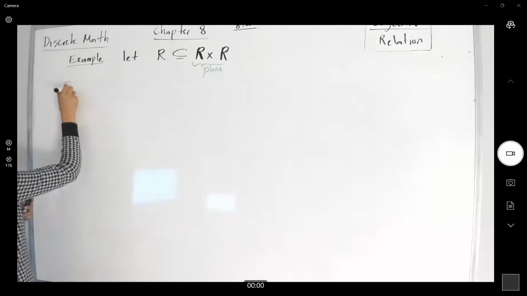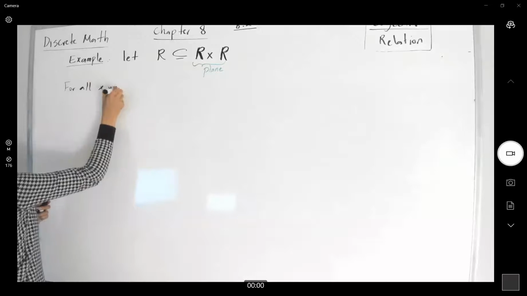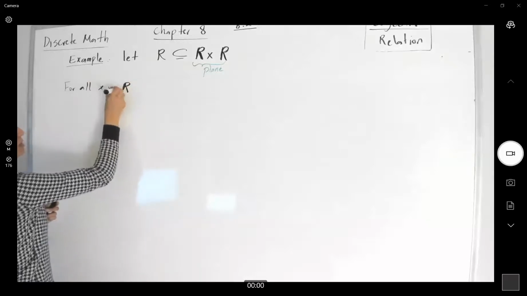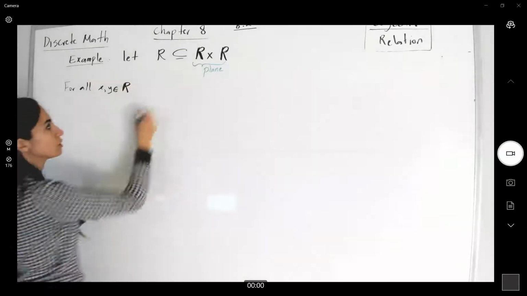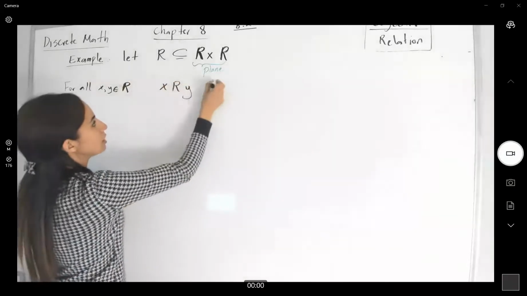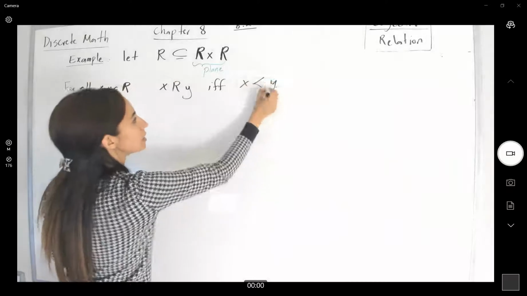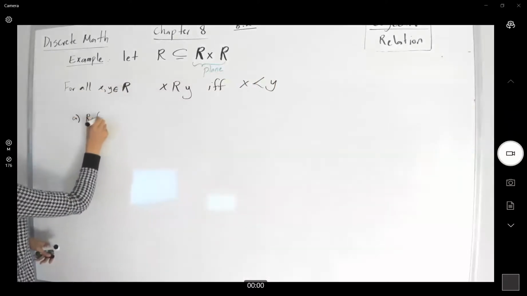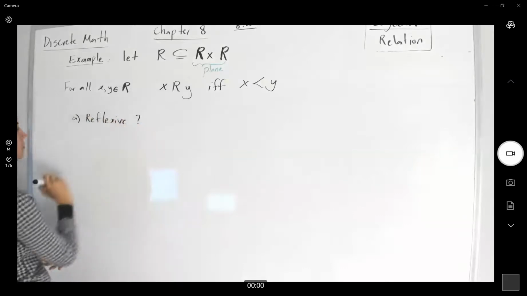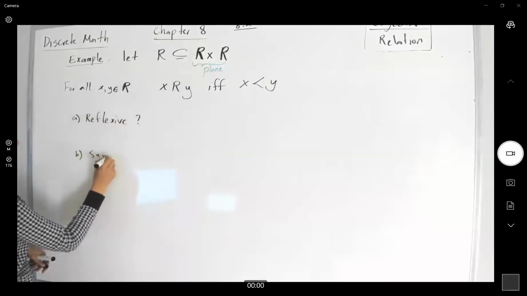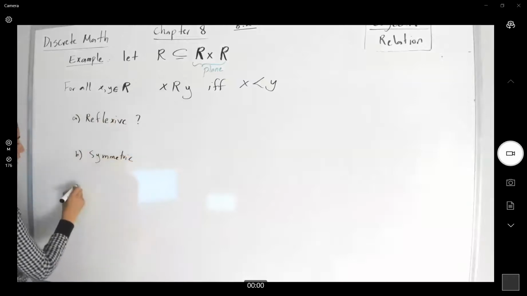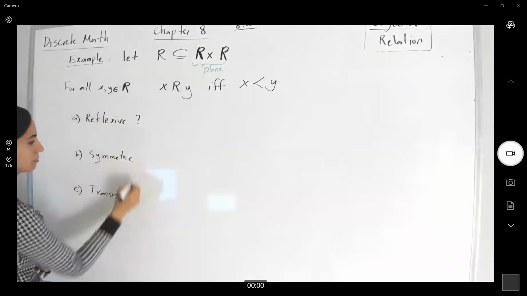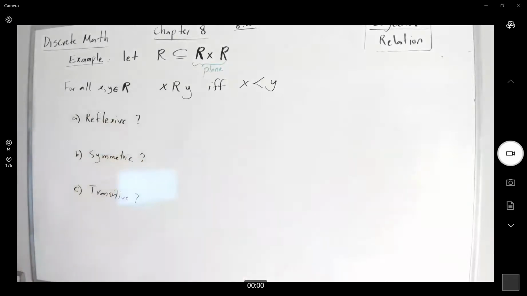For all x and y in R, real numbers, x is in relation with y if and only if x is less than y. The question says, is this reflexive? Is this symmetric? And is this transitive? Which case is this?